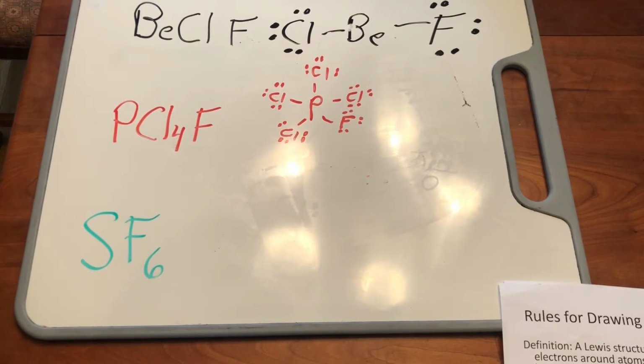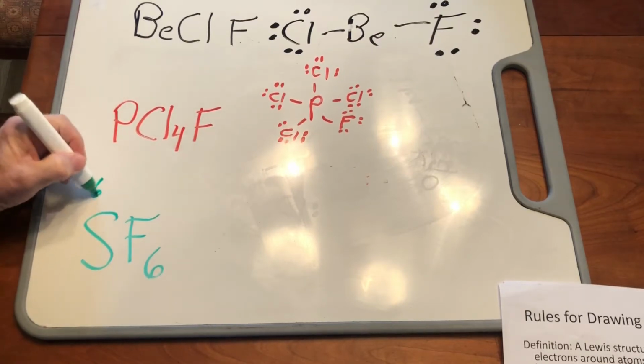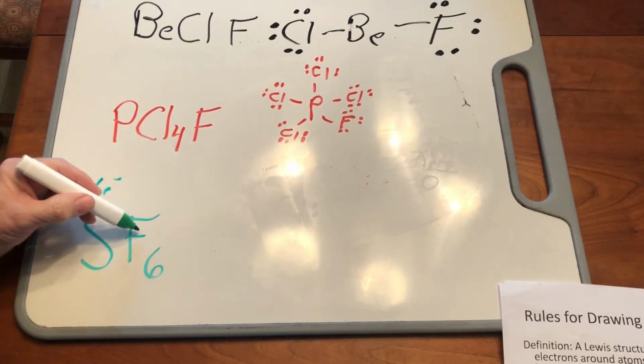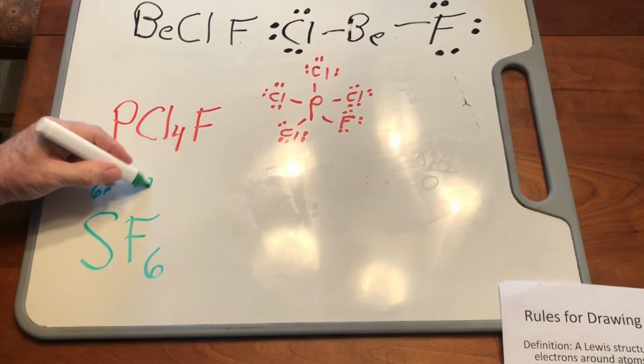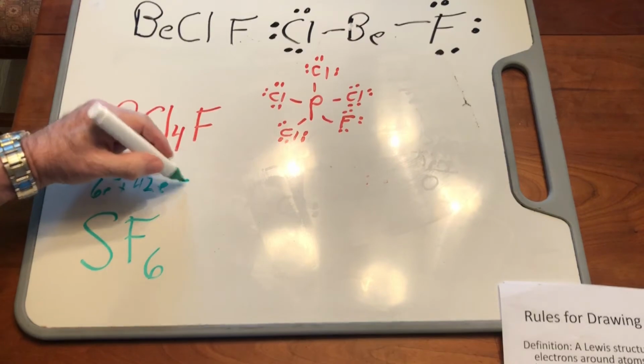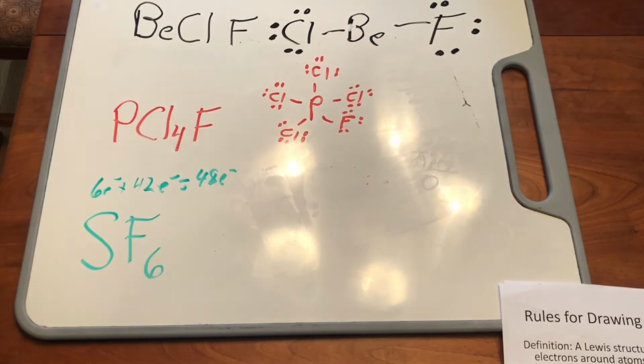Okay, so let's do the last exception that I wanted to show you. This is sulfur hexafluoride. Again, we're going to count up all of our valence electrons. Sulfur is in the same group as oxygen, it has 6. Fluorine is a halogen. There are 6 of them. Each of them has 7, that's 42. 6 times 7 is 42, so we have a total of 48 electrons.